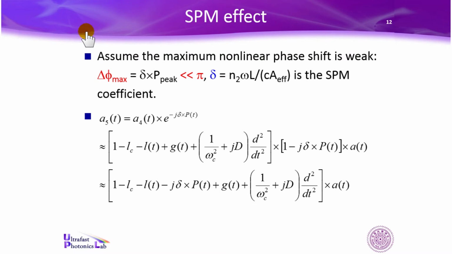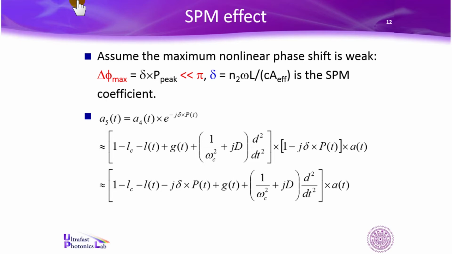We have a few steps to arrive at the governing master equation of passive mode locking. The last effect is the constant phase shift. The last two effects are about phase modulation, for example, the self-phase modulation effect. Here we assume the maximum phase shift due to the Kerr effect is still much less than pi.